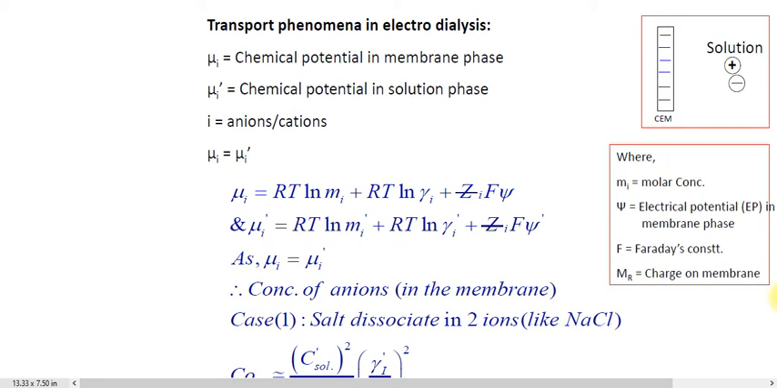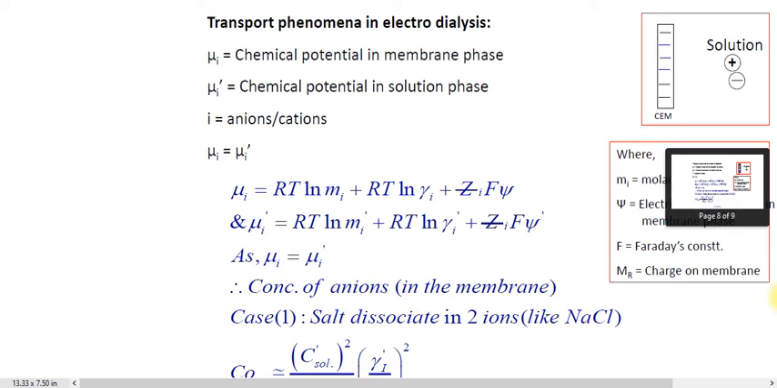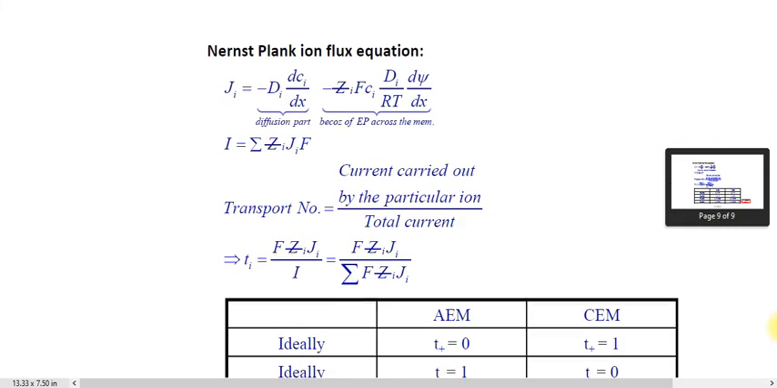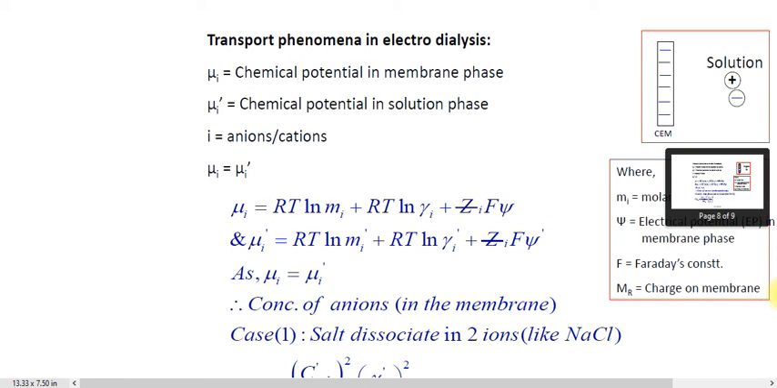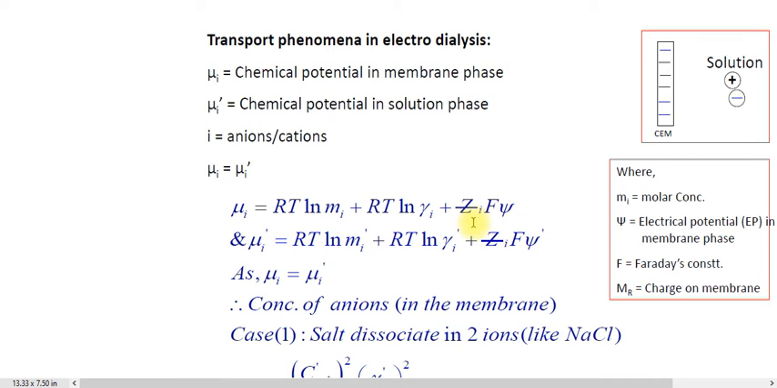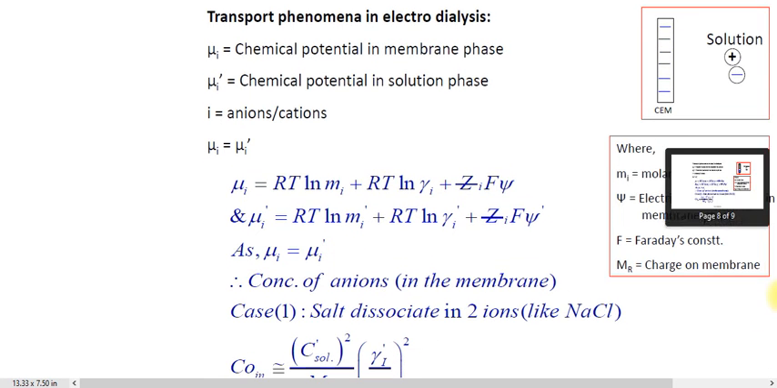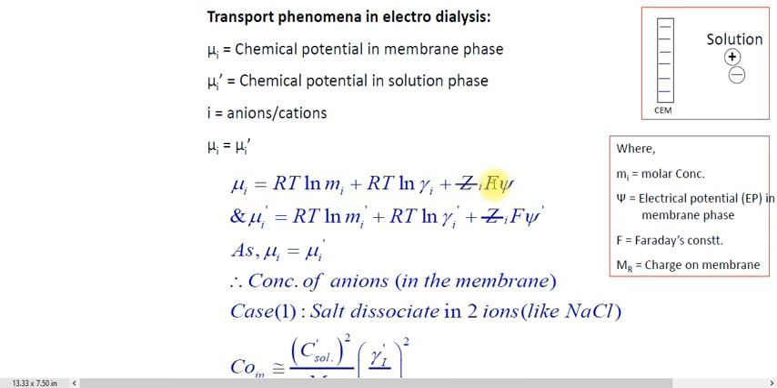Now the transport phenomena of electrodialysis. Basically, electrodialysis is generally represented by the Nernst-Planck equation. In the Nernst-Planck equation, we equate the chemical potential of the membrane phase and the chemical potential of the solution phase. So this is the formula for chemical potential for the membrane phase, and this is the formula for chemical potential for the solution.